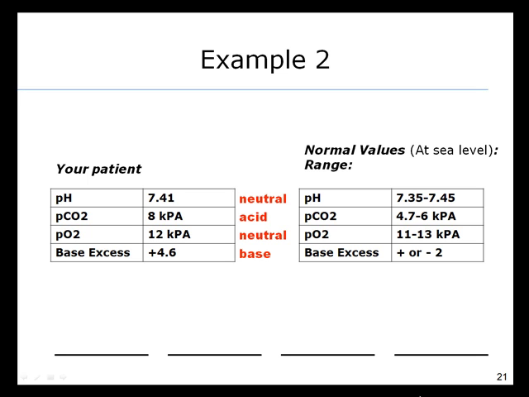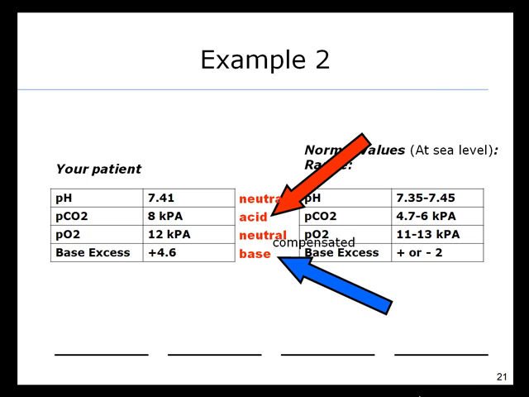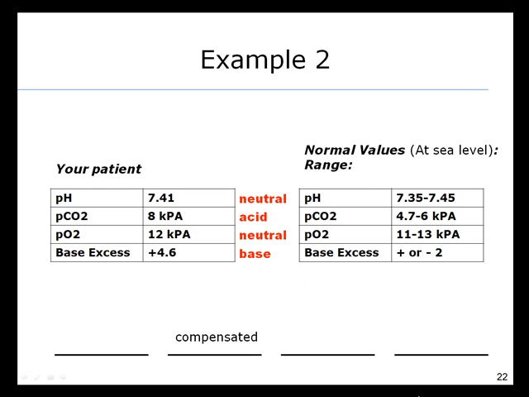Now we move on to step 3. We look to see whether or not this patient is compensated. To determine compensation, we determine whether or not the CO2 and base excess have opposite effects. So first we see that the PCO2 is acid, the base excess is driving the effect toward base. Therefore, these are opposite, and this is compensated. The next question is whether or not this compensation is fully compensated or partially compensated. To determine that, we look at whether the pH is in the normal range or not. Here we see that the pH is in the normal range, therefore this is fully compensated.